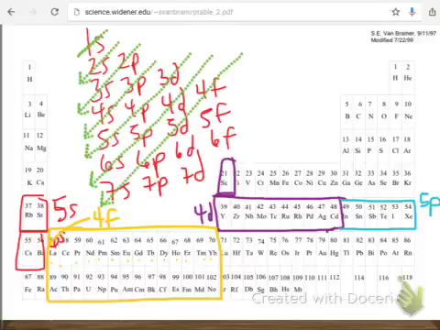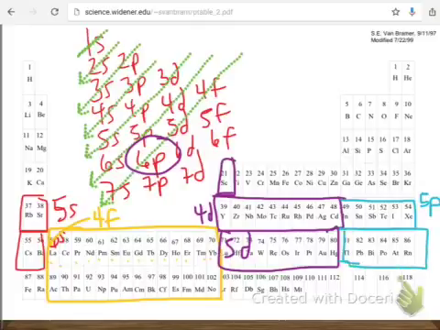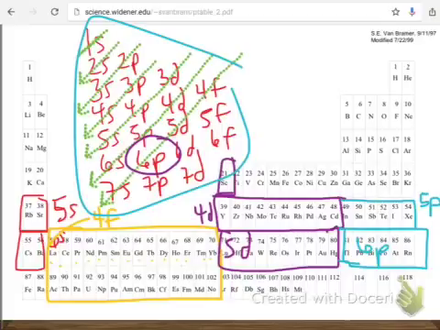After 4F, looking at this chart, what fills next? 5D, and lo and behold, guess what? We're back in the D block. Cool! What fills after 5D? Why, our friend, 6P, and look at that. We're in the P block. What fills after 6P? You don't even have to look at this now, because you know that after 6P we roll right back to what block? S block. And it's going to be 7S.